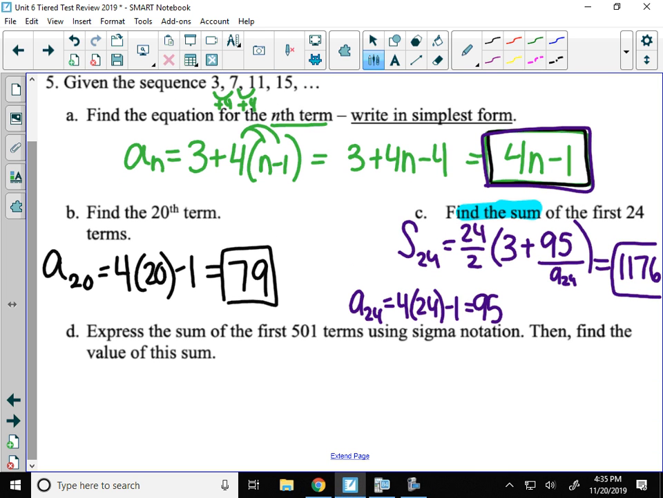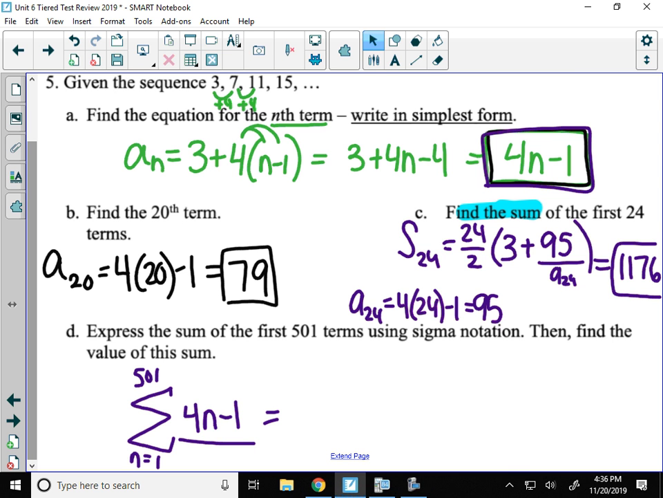Lastly, express the sum of the first 501 terms using sigma notation. So sigma notation, you're going to need sigma here. We're finding the sum of the first 501. So that means my lower index is going to be 1. My upper index is going to be up to 501. Now what goes after the sigma is that equation we found in part A, 4n minus 1. That's your sigma notation.